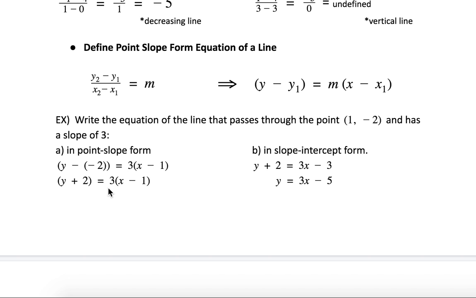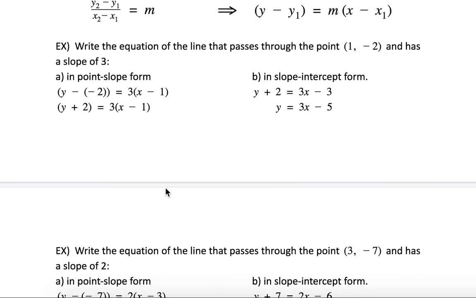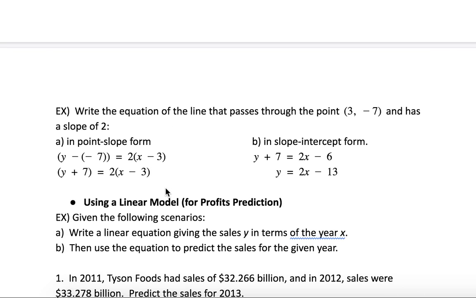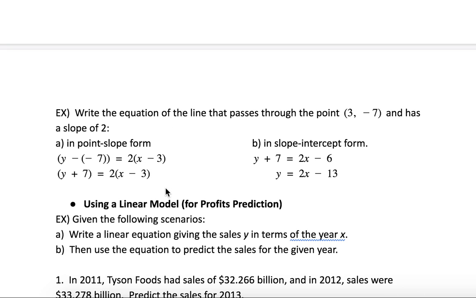These two equations give you the exact same line, just two different ways to represent it. This will tell you the y-intercept and the slope. This will tell you a point and a slope. All right, so you got a second example there. Go ahead and try that on your own. Pause the video while you do it, and then go ahead and check your work.